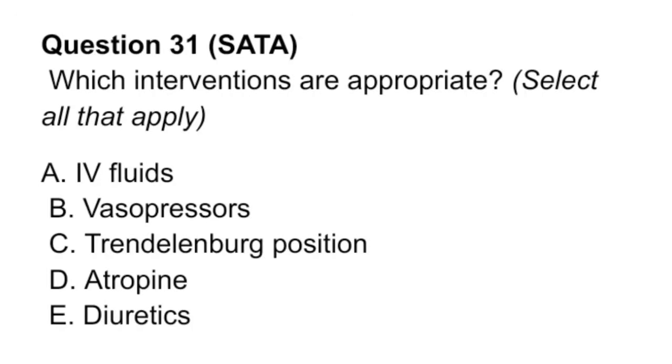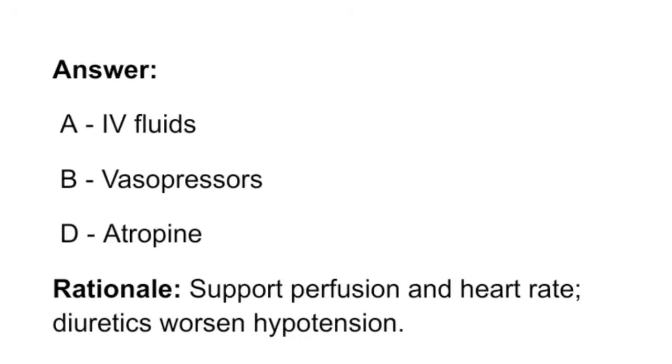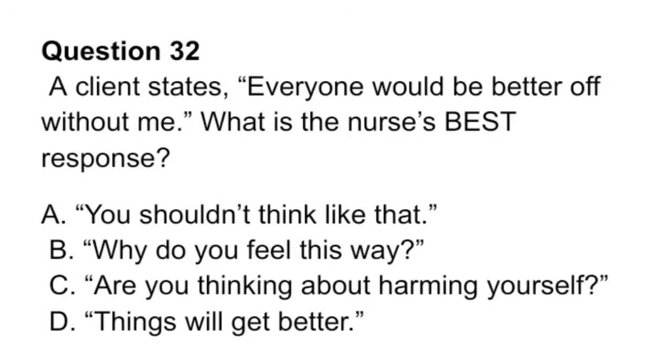Question 31. SATA. Which interventions are appropriate? Select all that apply. A. IV fluids. B. Vasopressors. C. Trendelenburg position. D. Atropine. E. Diuretics. Answer: A. IV fluids. B. Vasopressors. D. Atropine. Rationale: support perfusion and heart rate. Diuretics worsen hypotension.